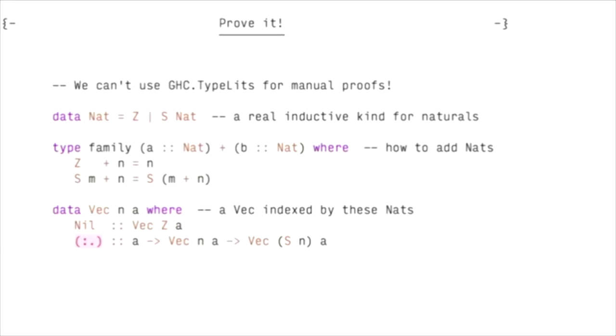So we can build the same Vec type except indexing by these naturals. And the reason why we can't use typelits is because the type-level literals don't have the inductive structure that's necessary to actually show that this is going on. In particular, it has to do with the injectivity of constructors that GHC knows about, but it doesn't know about for type families.